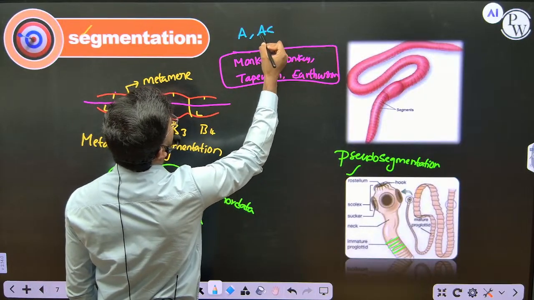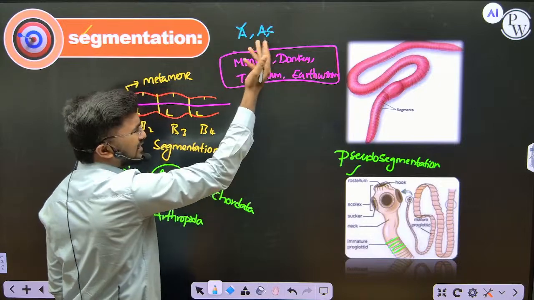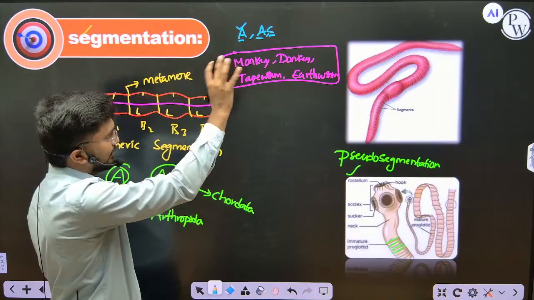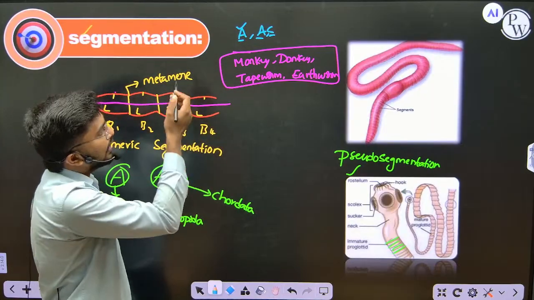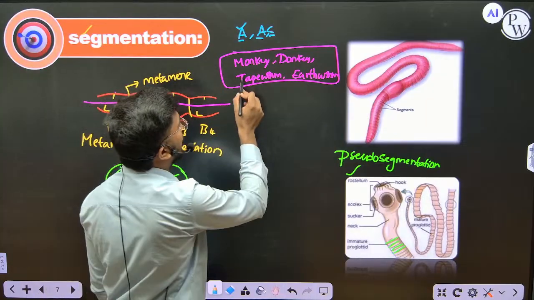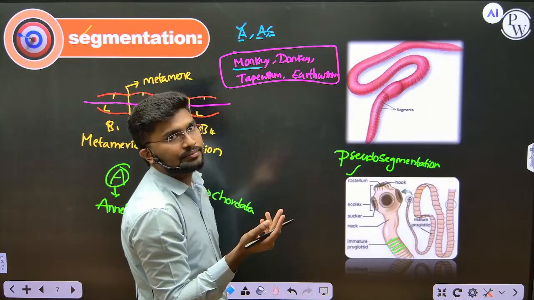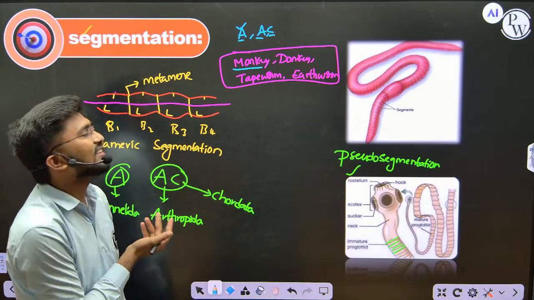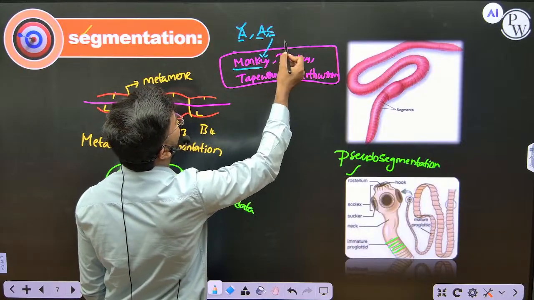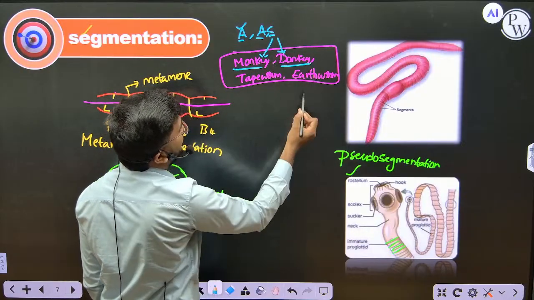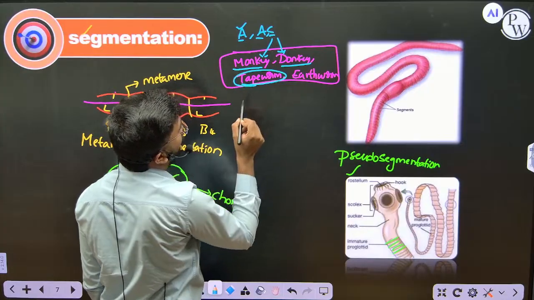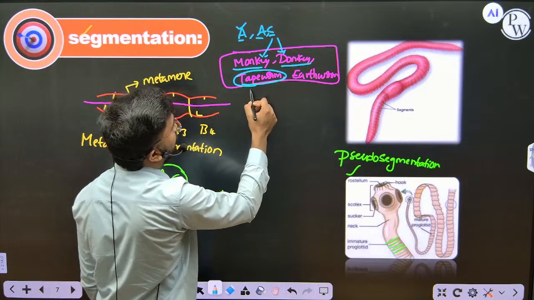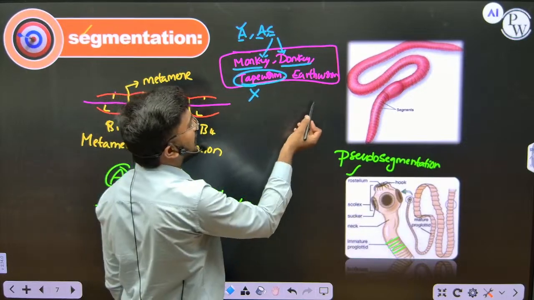A, C: A for Annelida, let's say Arthropoda, it doesn't matter; C for Chordata. From the given question, we need to pick Annelida, Arthropoda, Chordata. Monkey is a mammal, so it comes under Chordata. Donkey comes under Chordata. Tapeworm, as I mentioned, comes under Platyhelminthes, flatworms. So tapeworm is not included.